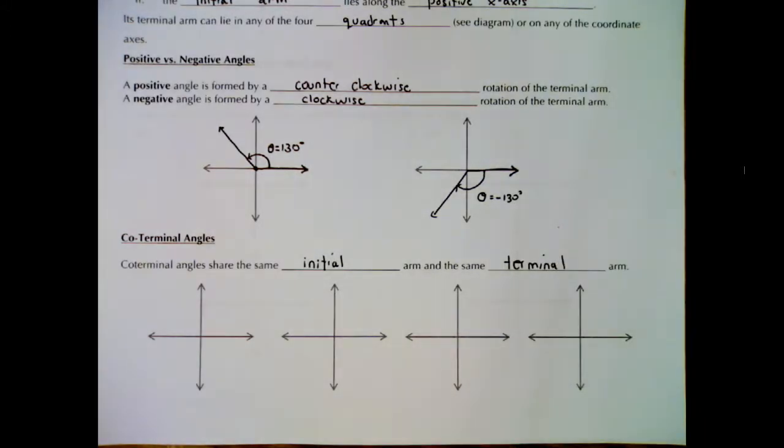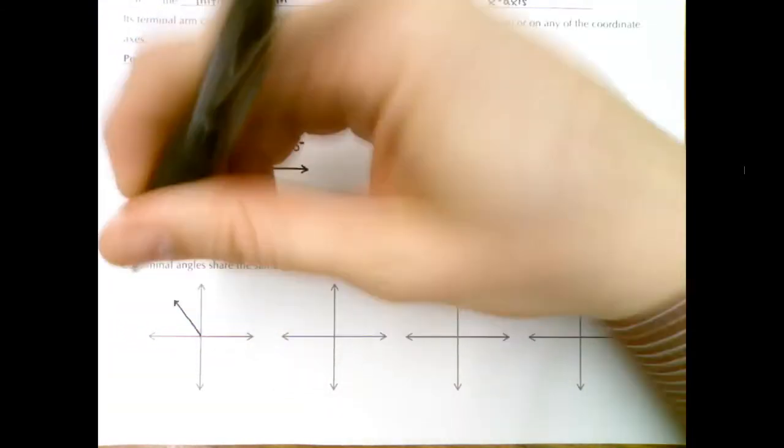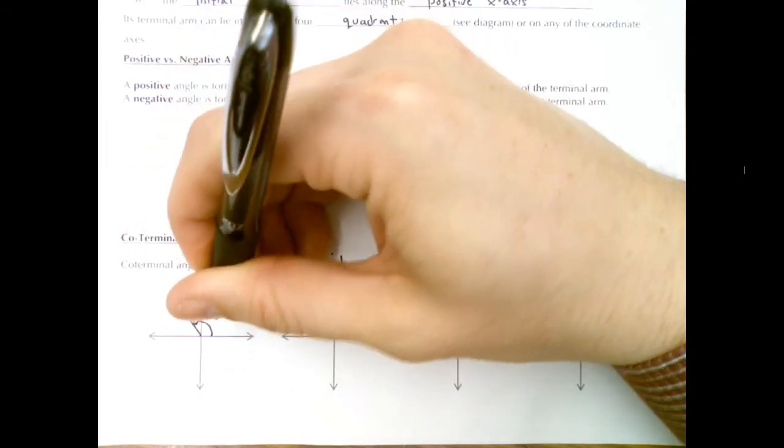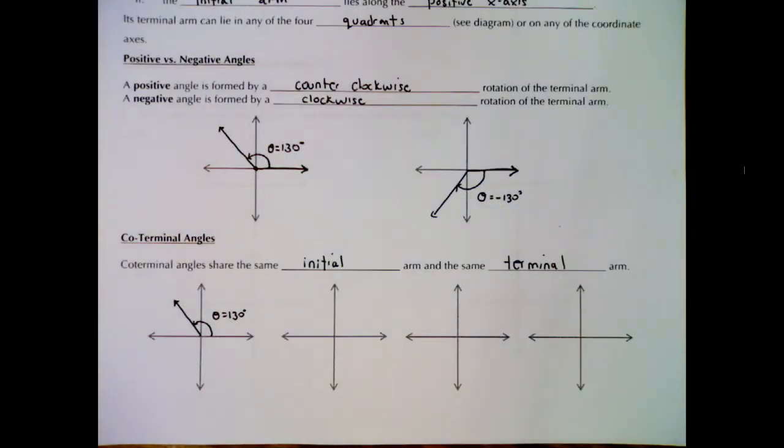So let's show a couple of those. I'll go back and start with my 130 degrees. Here's my angle. It's in the second quadrant. How could I draw another angle and end up in that same spot?